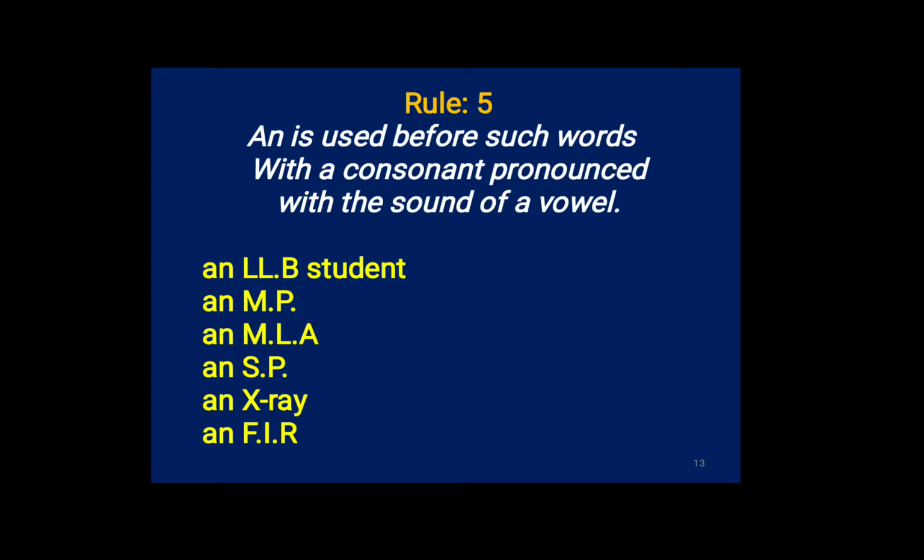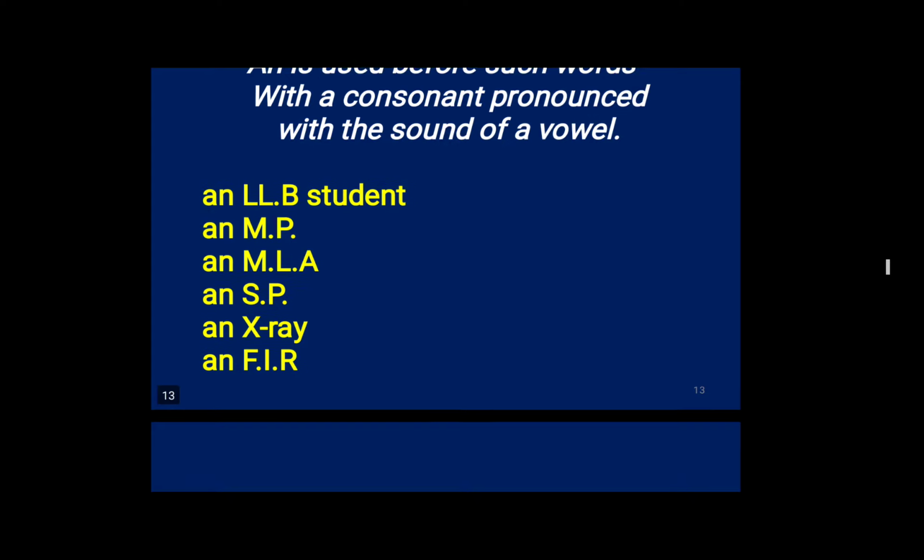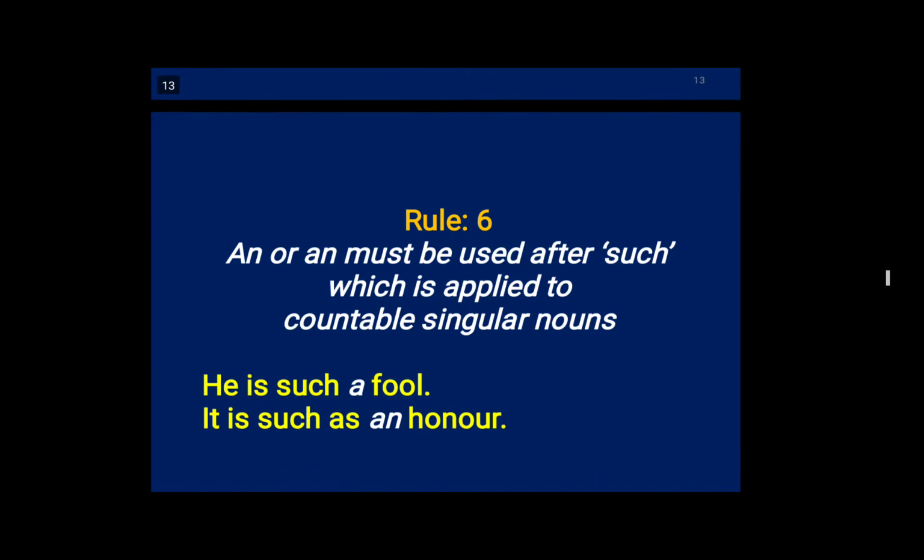An MP, an MLA, an SP, an X-ray. X is a consonant, but we pronounce it as ex, so it has a vowel sound. An FIR. Let's have a glance once again: an LLB student, an MP, an MLA, an SP, an X-ray, an FIR. Now discussing rule 6.